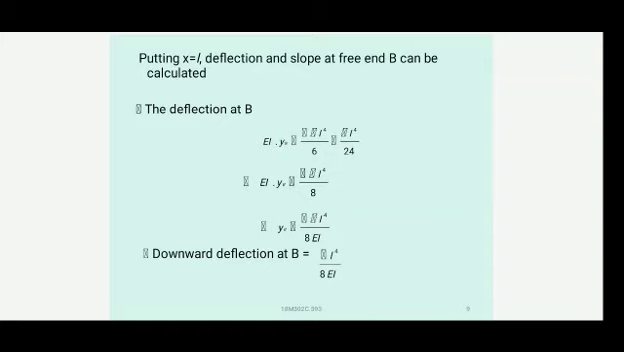Minus means that it is a downward deflection. So the downward deflection at B is WL to the power of 4 by 8EI.